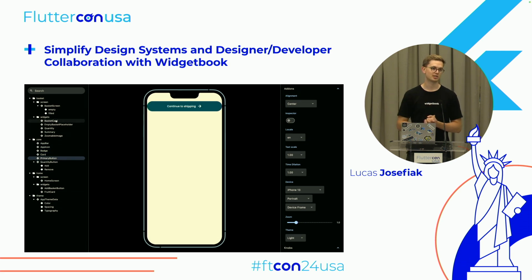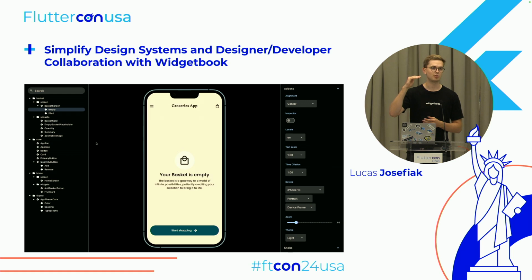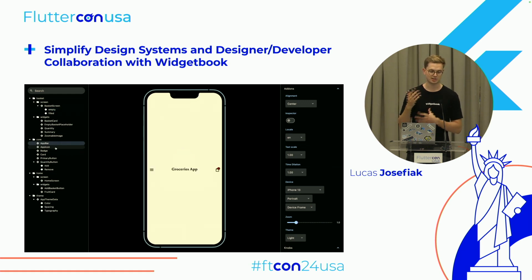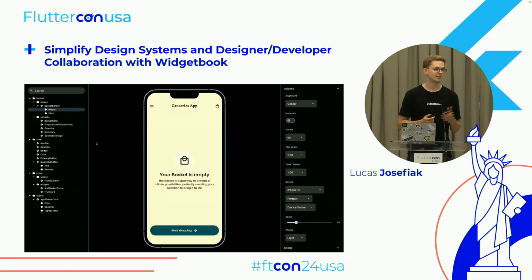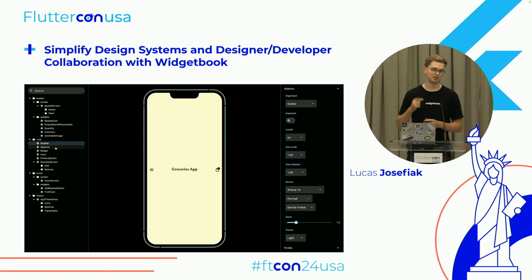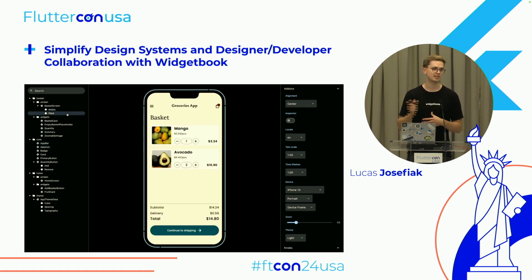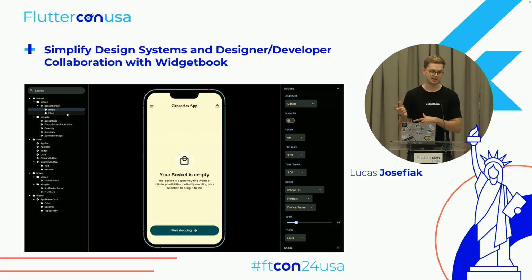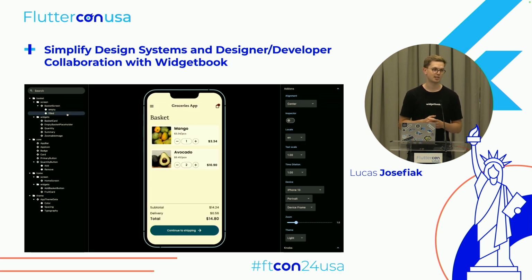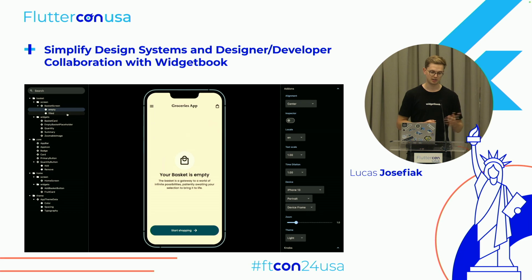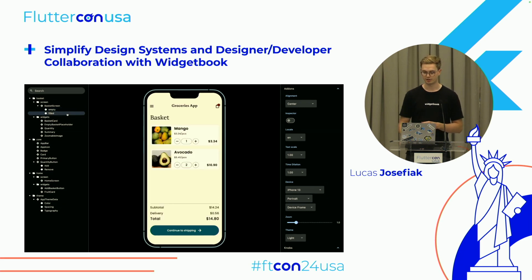starting with small components like atoms, so for example just an app bar, just an app icon, or a badge. But you can go in the end up to cataloging more complex widgets like molecules, or even entire screens and pages. And you can then also define multiple use cases of your widgets, in the end multiple states. So in our basket screen example here, we have one use case empty, another use case filled.